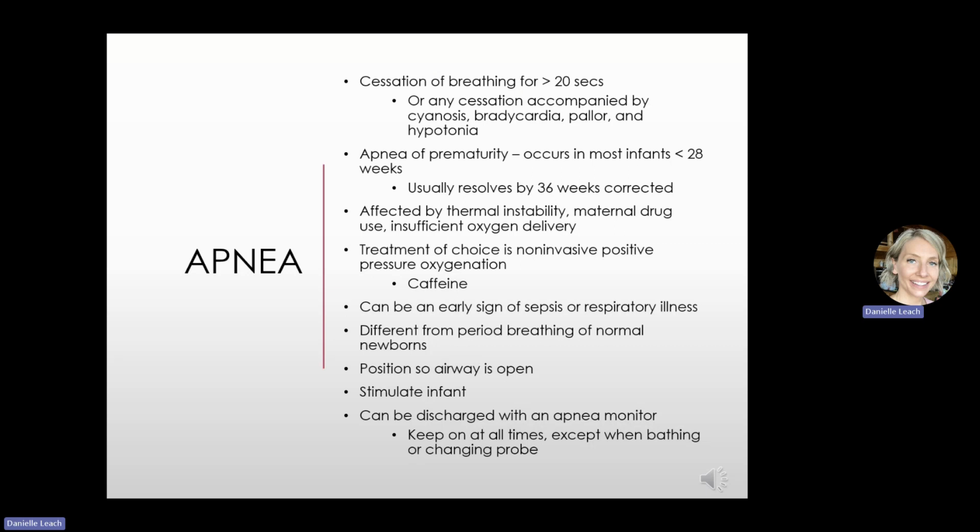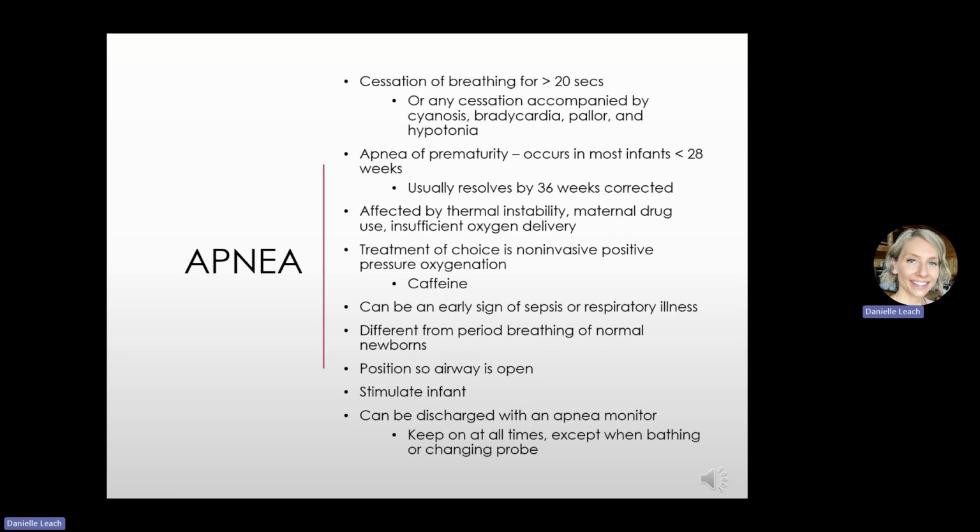Another treatment that's very easy is caffeine. So we can give babies caffeine either intravenously or orally. So the caffeine basically stimulates their respiratory drive in their brain to sort of remind them to breathe. The apnea can also be an early sign of sepsis or respiratory illness. So a very early sign, maybe they just caught something and they're starting to go apneic, it can be one of the first signs. This is different than periodic breathing of the newborns.